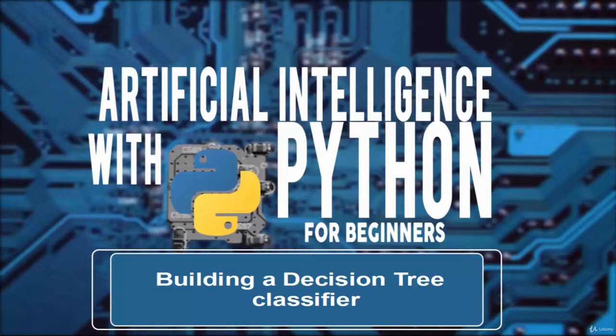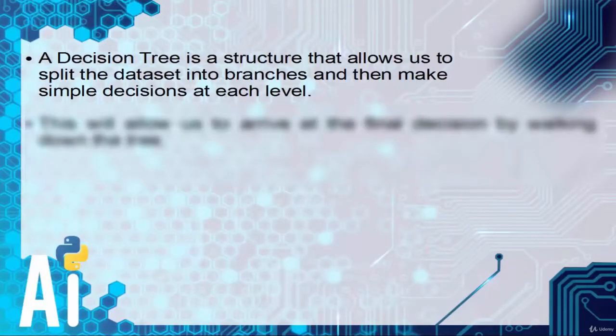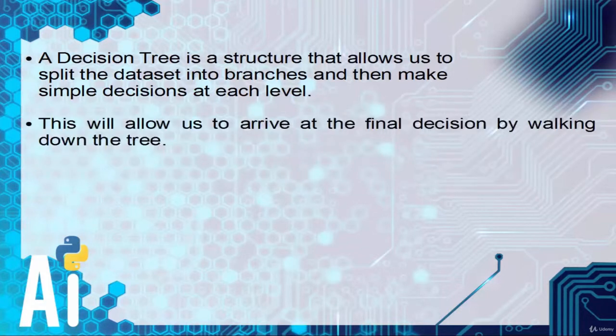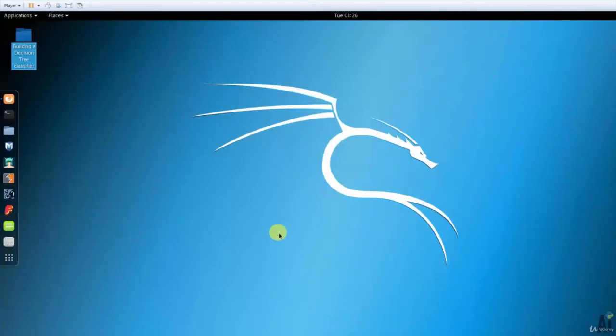Welcome. In this video, we'll learn about building a decision classifier. A decision tree is a structure that allows us to split the dataset into branches and then make simple decisions at each level. This will allow us to arrive at a final decision by walking down the tree. First, let's see the output.